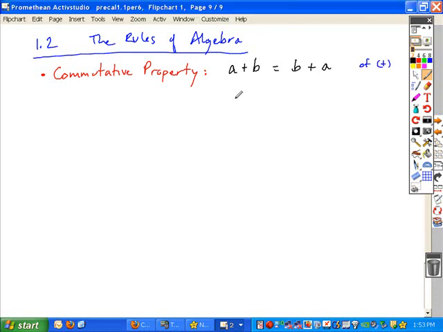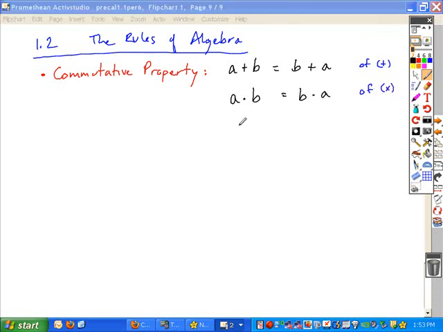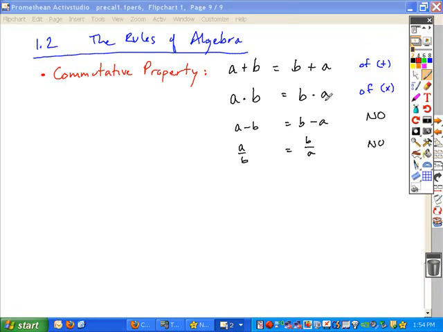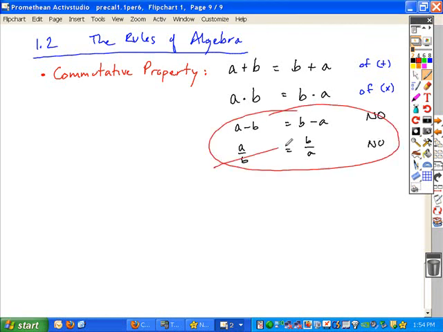And does this work with multiplication? Is A times B equivalent to B times A? No matter what numbers you're using, yes. So it works for multiplication as well. And is it true that A minus B is equal to B minus A? No. Is it true that A divided by B is equal to B divided by A? No. And so the commutative property only works for addition and multiplication.